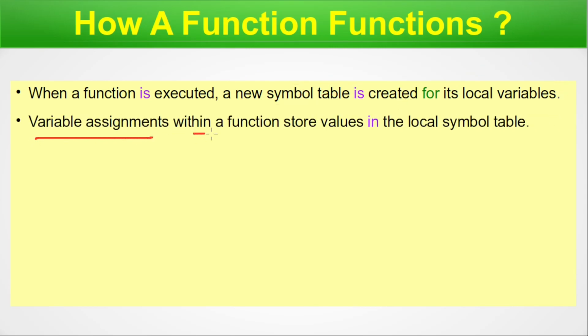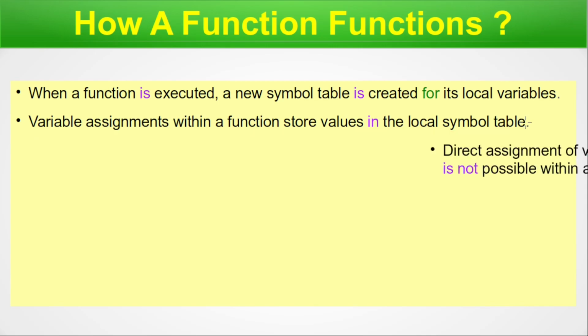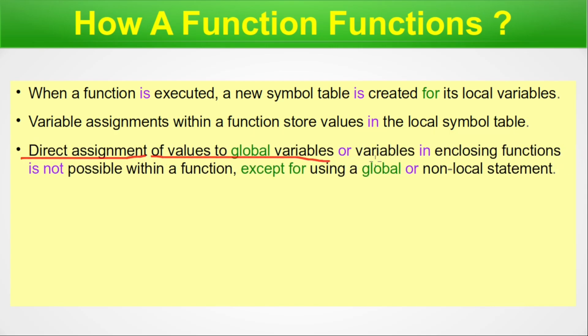Variable arguments within a function store a value in the local symbol table. So whatever we are doing, adding, manipulating, assigning, it is happening in the local symbol table, that means inside the function only. Direct assignment of global variables, or variables in enclosing functions, is not possible within a function except by using a global or a nonlocal statement. So there is a global statement. Unless we use it, it is not possible to directly tie a global variable to the function and its local symbol table. This is the speciality. I think this is the beauty of the function, because whatever you are doing, it is happening locally.